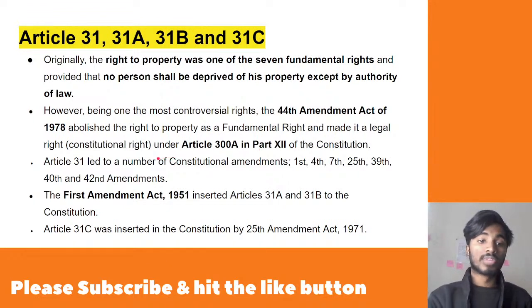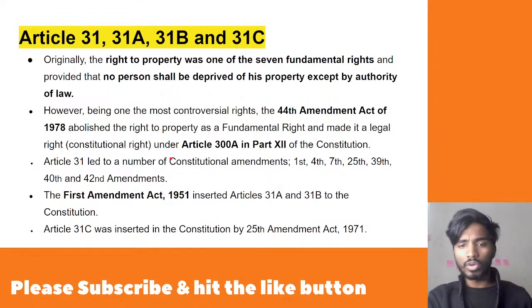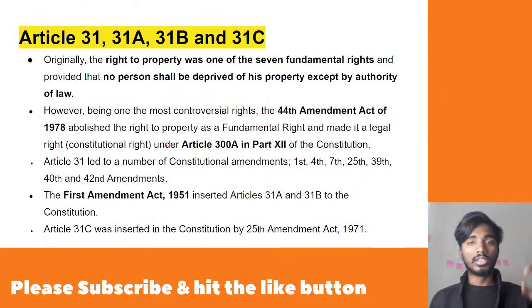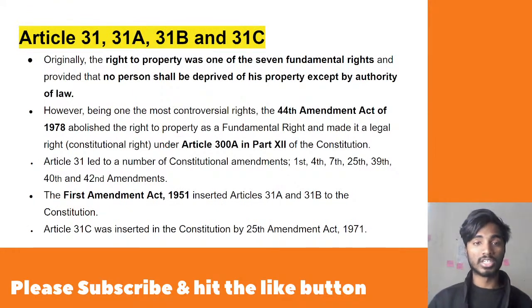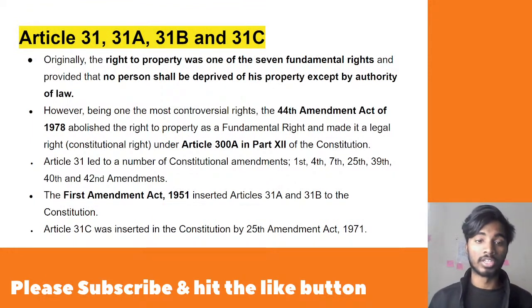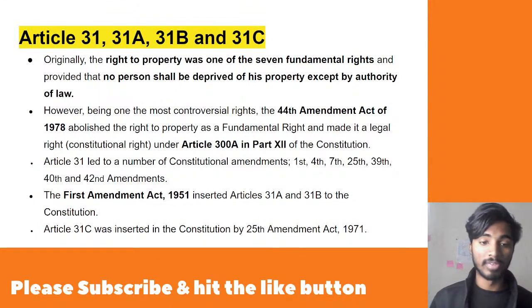Okay. Now, Article 31 led to a number of constitutional amendments, that is the 1st, 4th, 7th, 25th, 39th, 40th, and also the 42nd. So now if you see the first set of landmark judgments in India, like Shankari Prasad, Sajjan Singh, Golaknath, Keshwananda Bharati, all of these cases are because of this right to property. So that is why a lot of amendments were made by the Union Parliament.